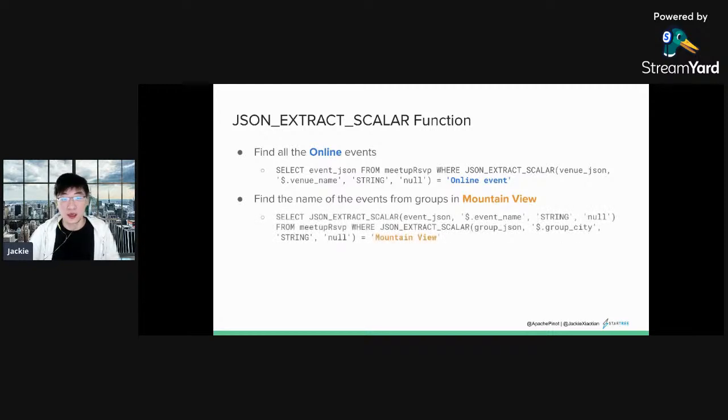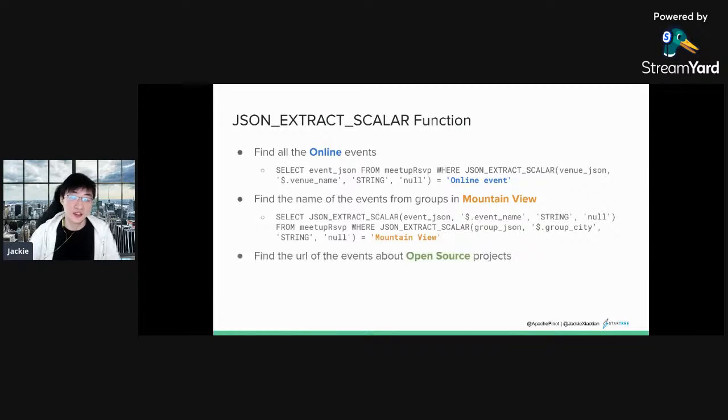For the second question, we want to find the name of the events from groups in Mountain View. Again, we can use JSON extract scalar to solve this problem. The second part within the where clause is very similar to the first query. We can also use JSON extract scalar within the selection clause, and it can extract the event name from the event JSON, because for this query we are only interested in the name of the event instead of returning the whole JSON blob.